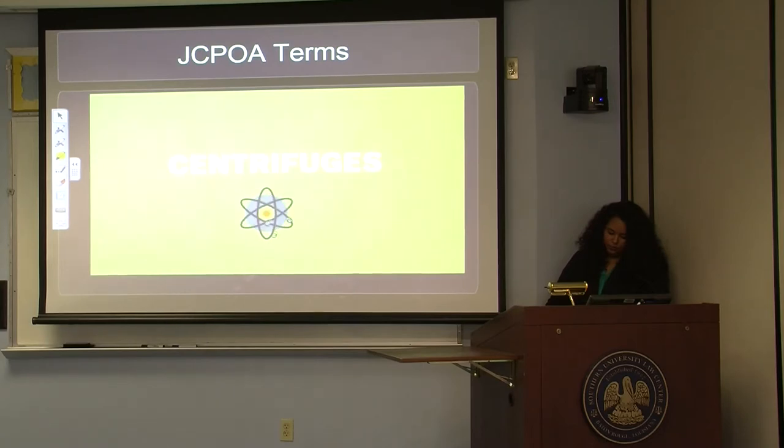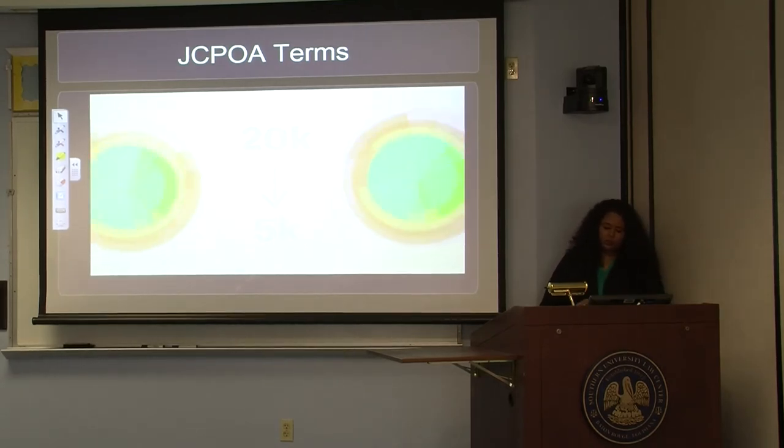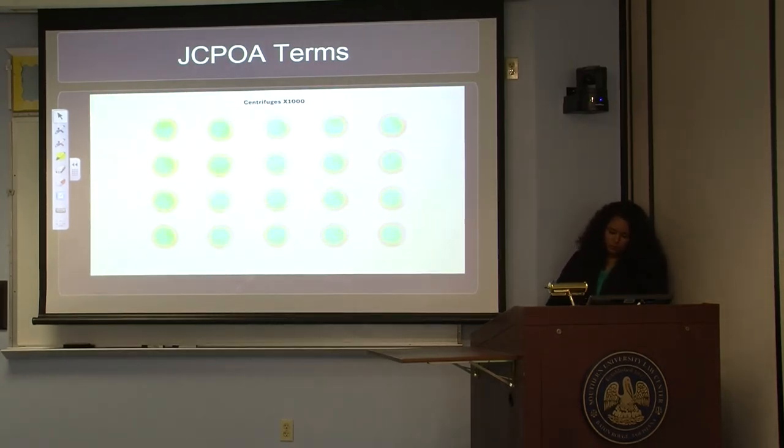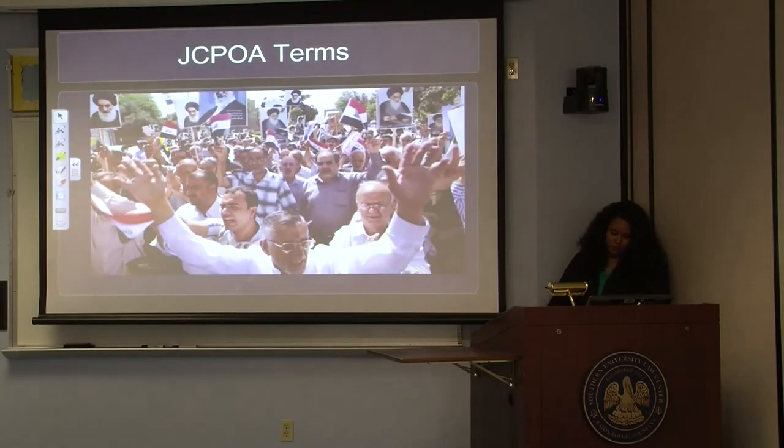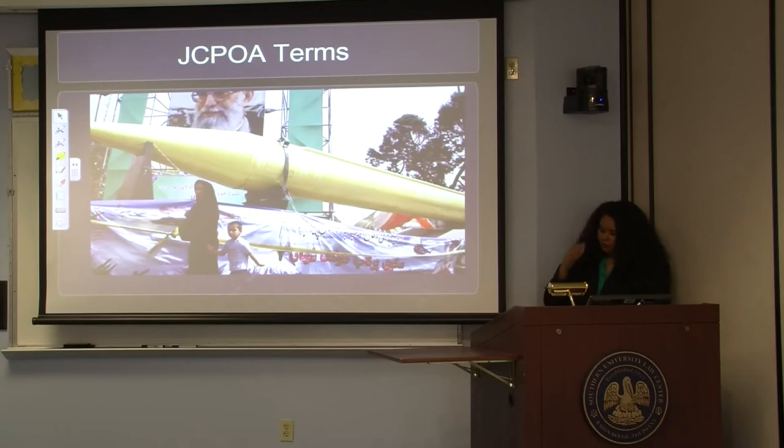Iran is going to give up most of its centrifuges. It's going to go from 20,000 centrifuges to just 5,000 that are spinning fissile material, plus another 1,000 that it can use for research and development but can't use fissile material. And if Iran decided one day, you know what, we don't like this deal anymore, we're going to build a bomb, it would take a really long time to do it.